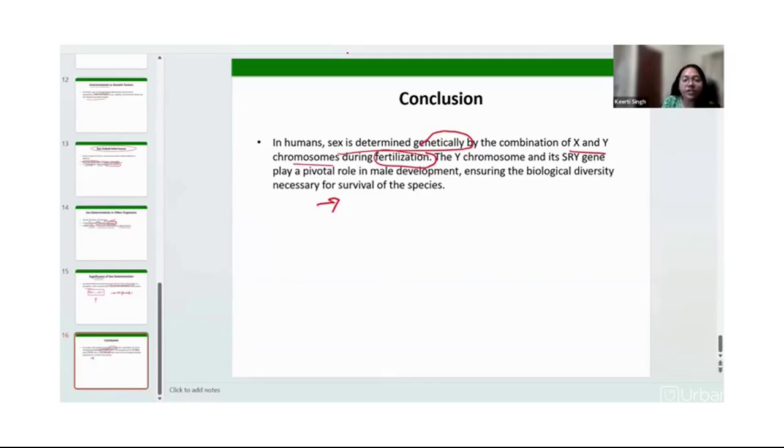And this Y chromosome is having the SRY gene, which is playing a pivotal role in male development. And why is it needed? It is needed because it is creating biological diversity, which is necessary for survival of the species, right? So, hope you are now clear with how sex determination is happening in case of human beings, right?